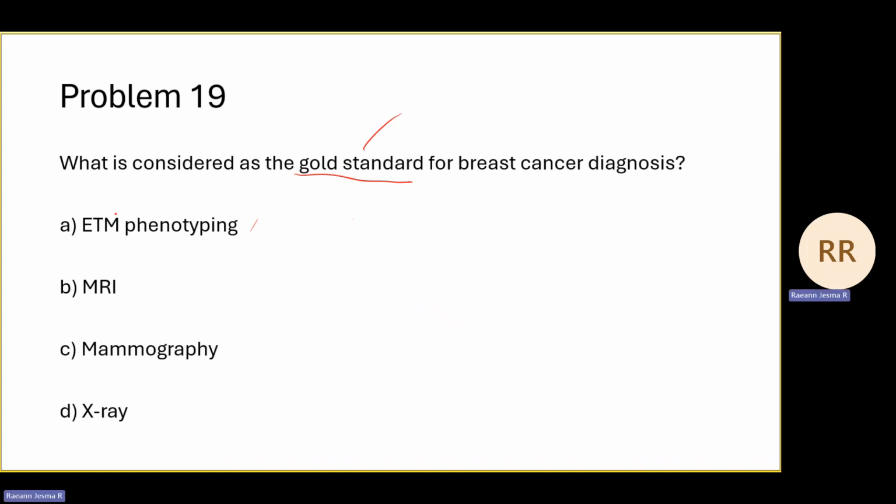Okay. So ETM phenotyping is what? ETM phenotyping is the electrical thermal mechanical phenotyping for which we are using a MEMS device. So it's not the gold standard that is used in hospitals, right? Currently, MRI, mammography, and X-ray are. Here, mammography is generally used for diagnosing, screening and testing. This is to detect breast cancer when it is most easily treated, and it uses X-rays in order to image the breast.